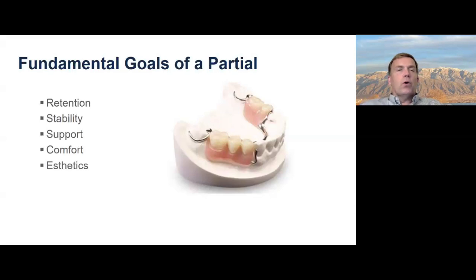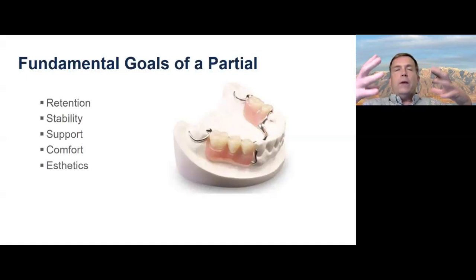Stability. Perfect world, we don't want the partial to move at all. Difficult with Kennedy class 1 and 2 cases. I'd say impossible with a class 1 and difficult with a class 2. With class 3, we should be able to make it stable. Class 4, it depends on the case. But we definitely want to be thinking about this, and we want to be thinking about it with all the different aspects of the case.